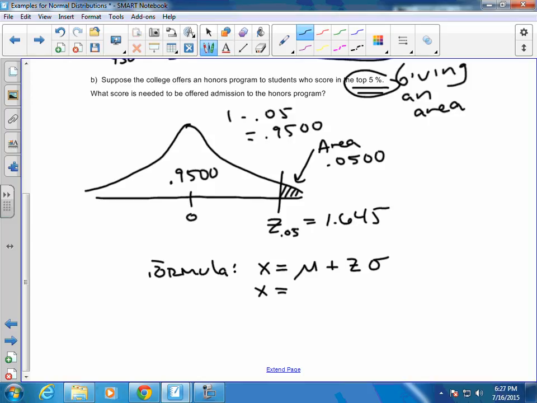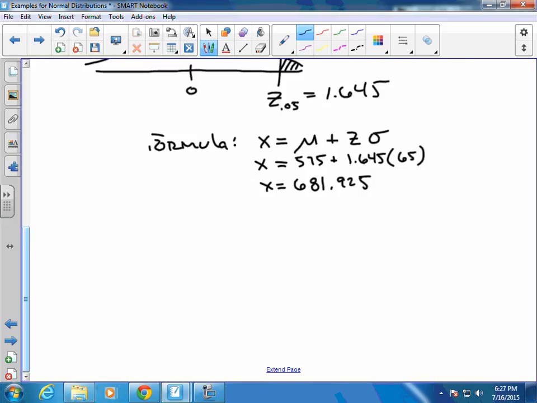So our data value here is going to be the mean, which in this case was 575. Let me double check real quick. Yep, 575 plus the z-score 1.645 times the standard deviation, which was 65. All right, so if we punch that up on the calculator, I'm getting 681.925 out of it.